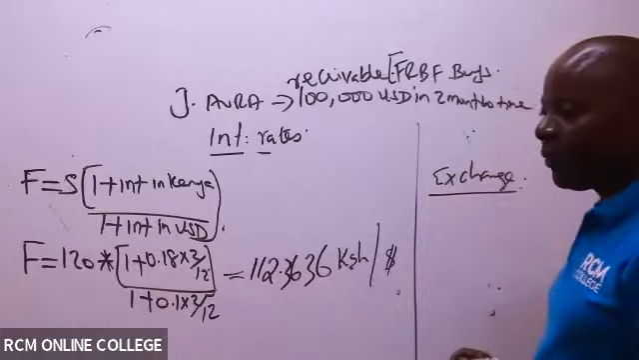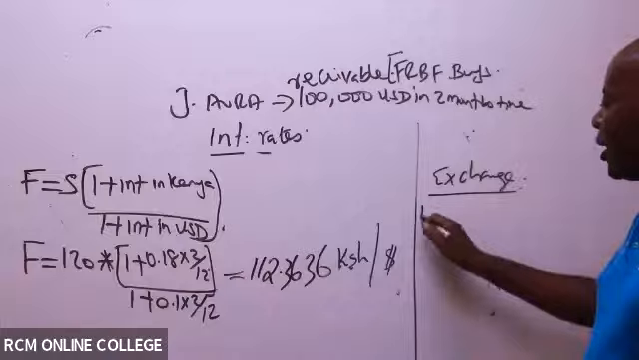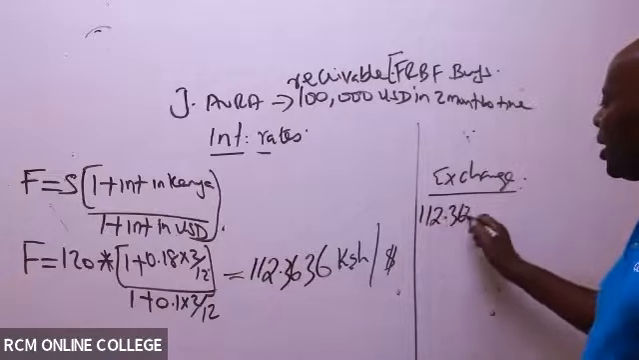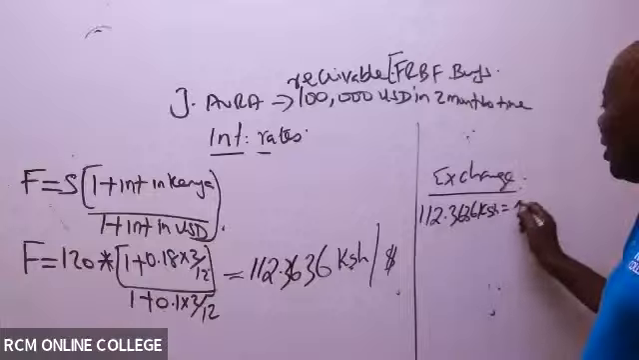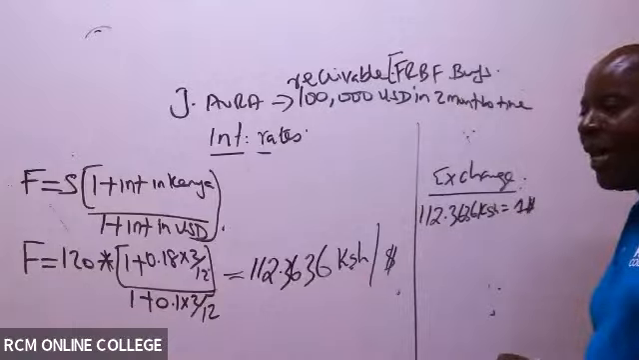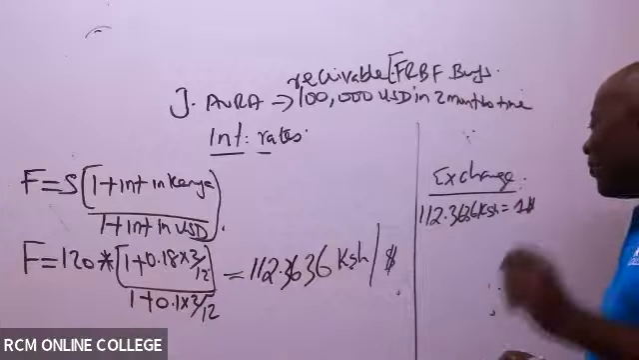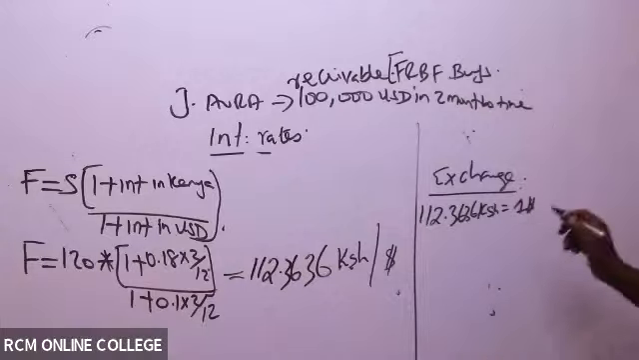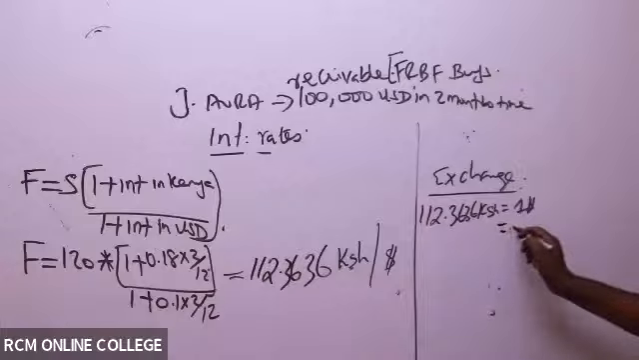So exchange, you can see 112.3636 Kenya shilling equals $1. Yeah, Mary is now being taught by her son. Very good. 112.3636 Kenya shilling equals $1.